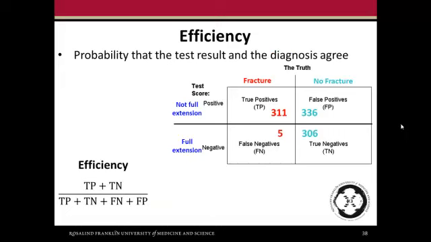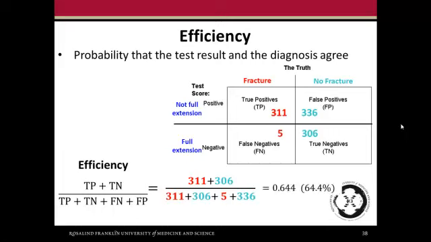And finally, we can calculate efficiency. It's the probability that the test result and the diagnosis agree. So in this case, our numerator has just the true results, so the true positives and the true negatives, and it's divided by all of the individuals that were involved in the study. So it's 311 plus 306. Again, these are the true results divided by all of the individuals who were involved in the study, which is 64.4%. So this suggests that the efficiency of this test, doing this elbow extension, will correctly identify 64.4% of the cases.